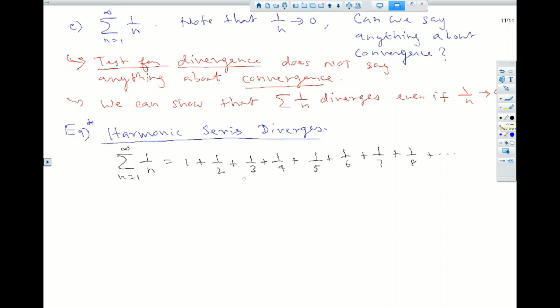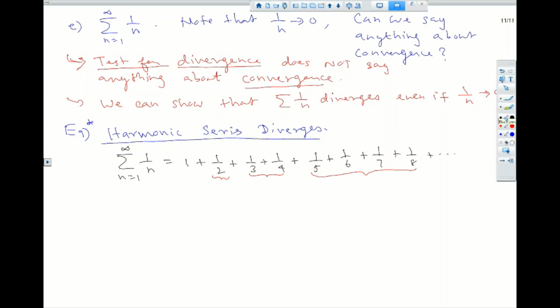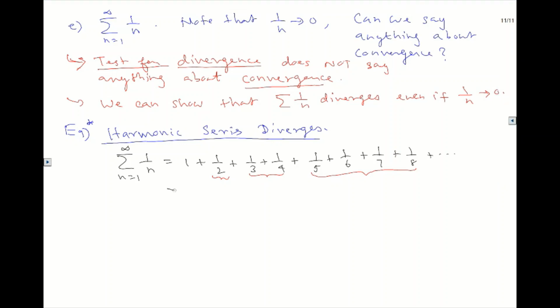We're going to group 1/2 as just one term, and then we're going to group 2 terms, and then we're going to group 4 terms, and then we're going to group 8 terms, like that. Now what's going to happen? Let's look at the argument. If you consider the smallest one in each group, the sum is larger. So you can say this is greater than 1 plus 1/2.